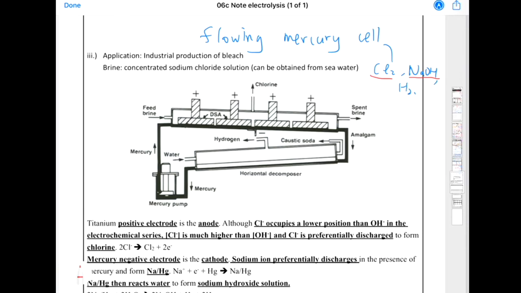Making bleach. For the production of bleach. And how about hydrogen? Why is it also an important product?